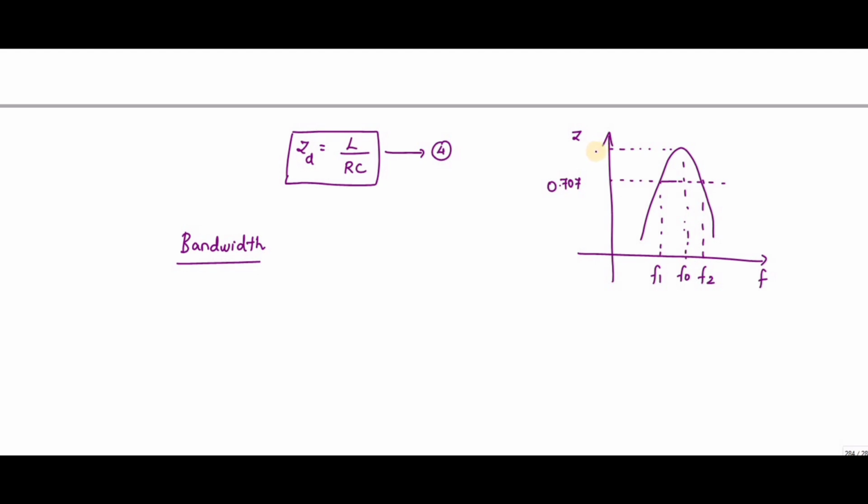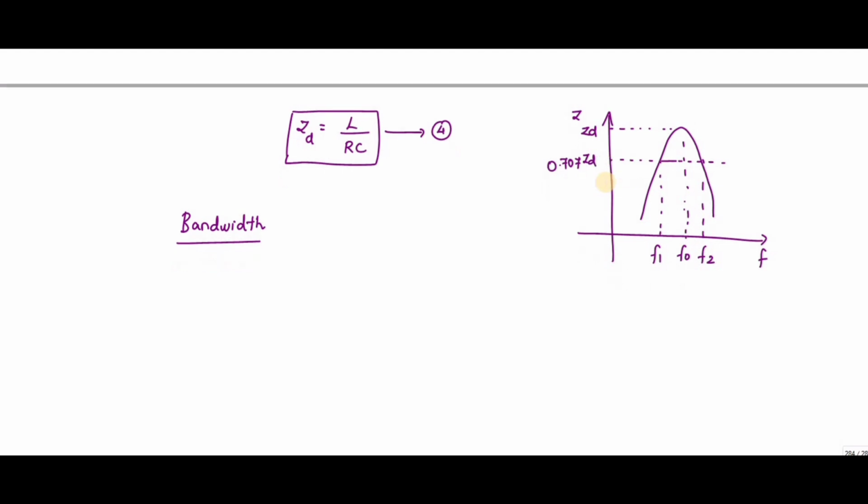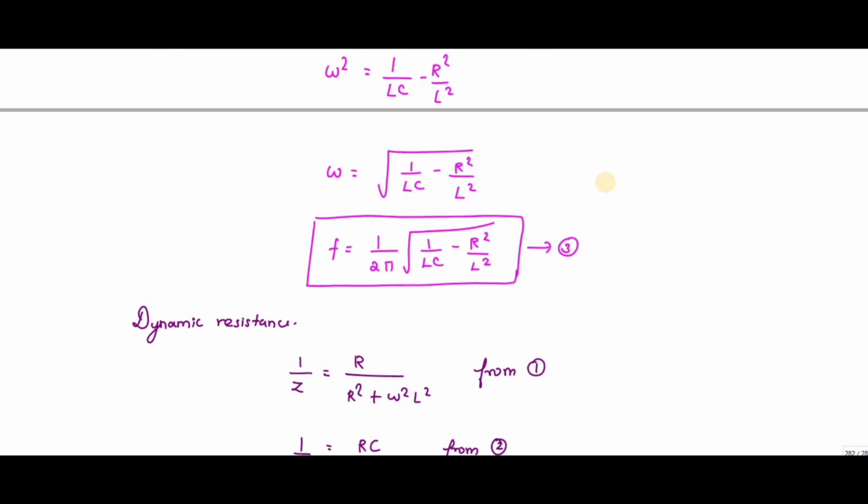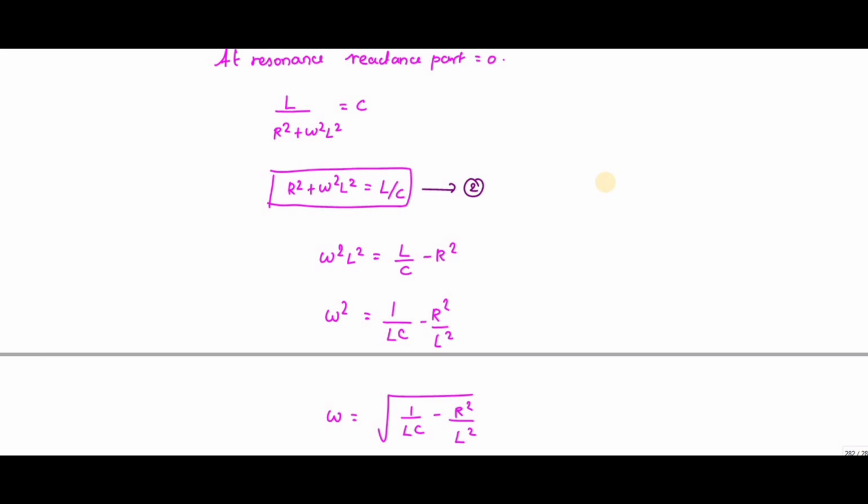So if I take this as Z max, this is 0.707 of Z max. Sorry, this is nothing but ZT. Here the notation I have changed. This is your ZT. ZT is the dynamic resistance. So if I want to equate, first, what is Z?